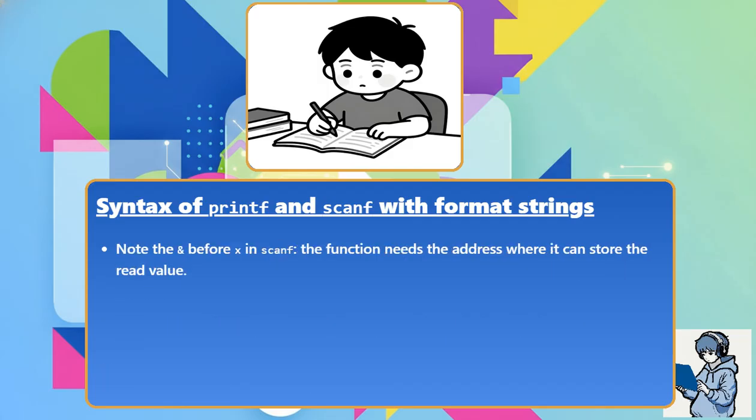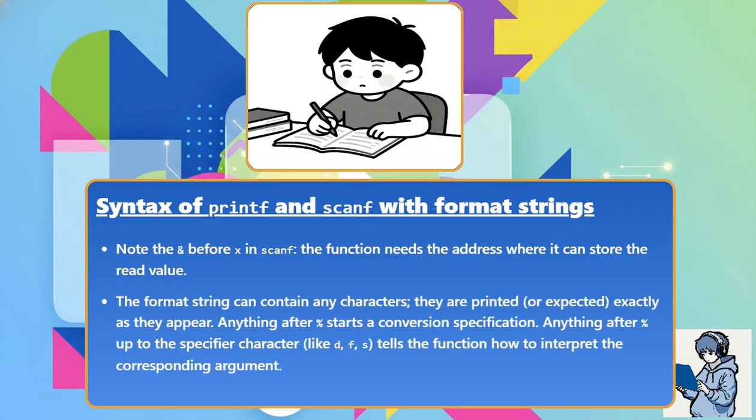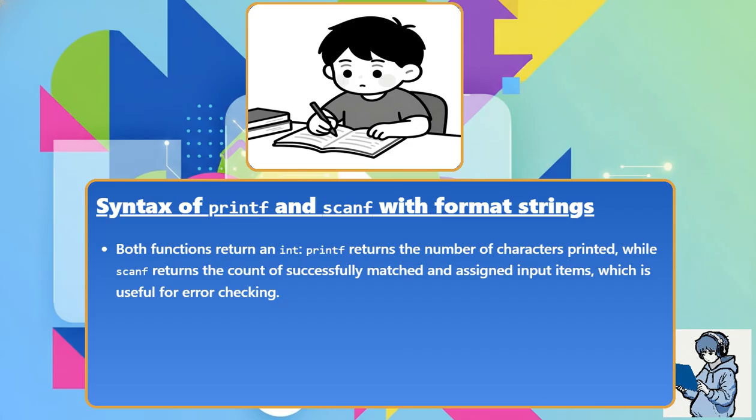Note the ampersand before x in scanf. The function needs the address where it can store the read value. The format string can contain any characters. They are printed or expected exactly as they appear. Anything after % starts a conversion specification. The characters after % up to the specifier, such as d, f, or s, tell the function how to interpret the corresponding argument. Both functions return an integer. printf returns the number of characters printed, while scanf returns the count of successfully matched and assigned input items, which is useful for error checking.